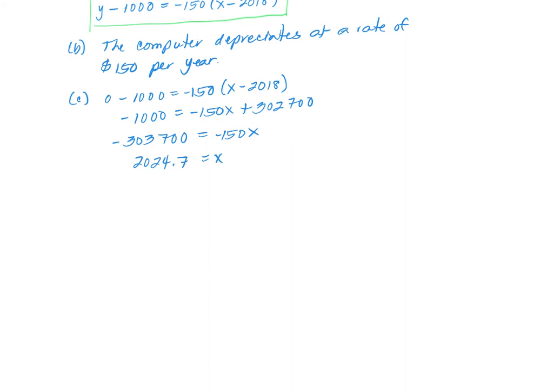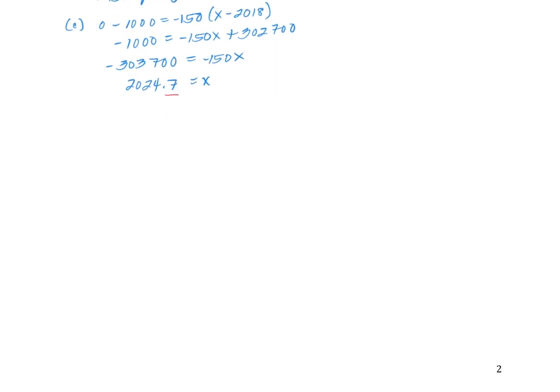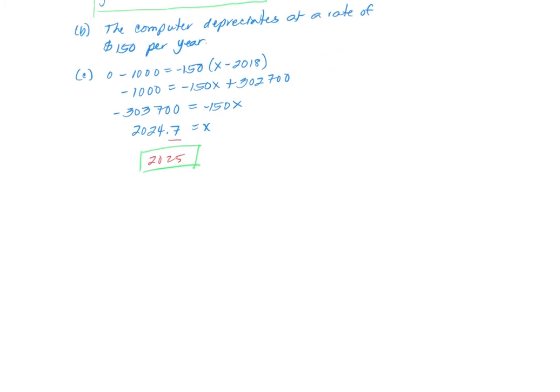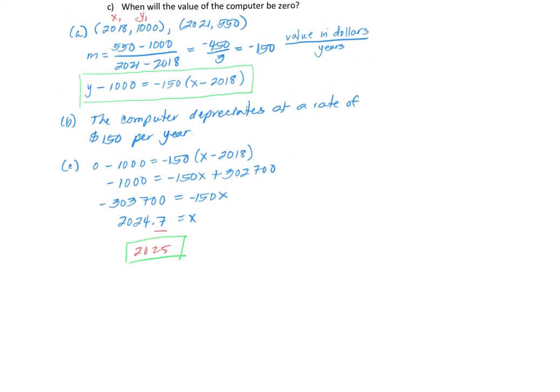Remember, x is the year. So what that says is that in 2024, there's still a little value left because of this 0.7. We're going beyond the year 2024 and into the year 2025. So the when would actually be in the year 2025. That's when the computer will lose all of its value. So this is not the only way we could have figured out part C.